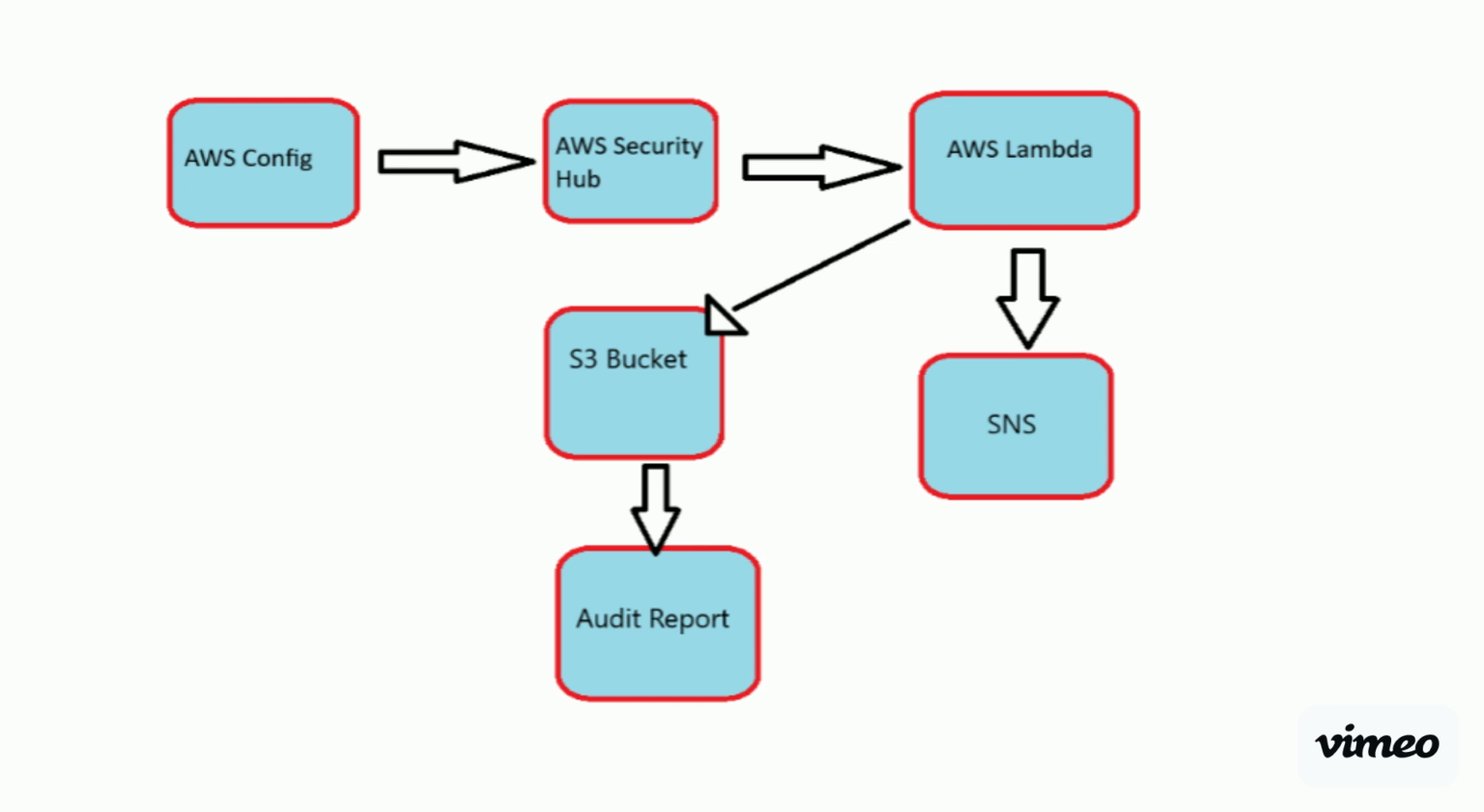Here's the diagram of the system architecture and workflow. AWS Config monitors resources and detects non-compliance. And Security Hub aggregates findings from Config and other resources. After that, AWS Lambda remediates the issues and generates audit reports. And reports are stored in an S3 bucket, and SNS sends the notification.